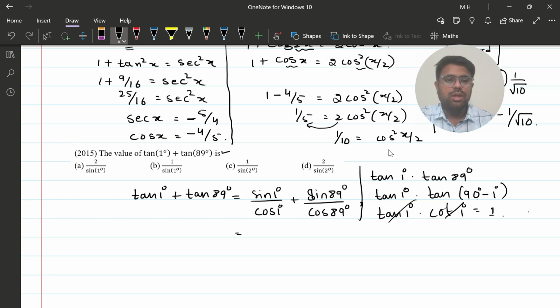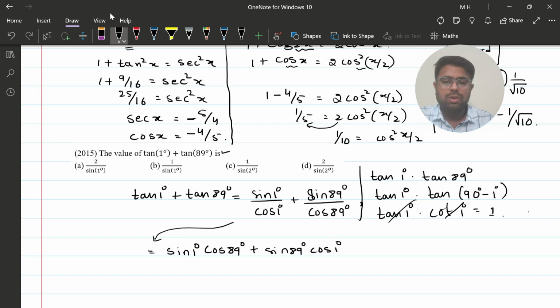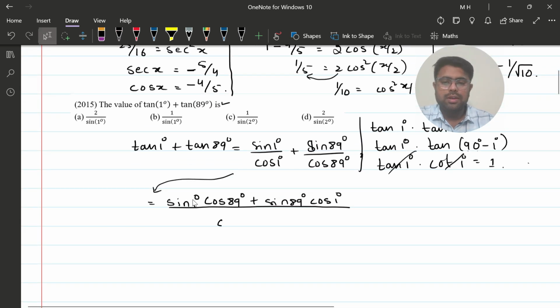So this is going to give us what? If I take the LCM, I'll get sine 1 degree cos 89 degree plus sine 89 degree cosine 1 degree, whole divided by cos 1 degree into cos 89 degree, right?